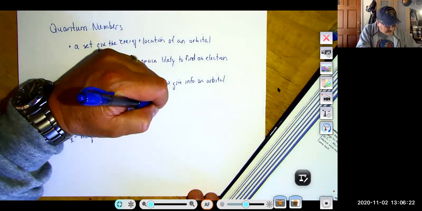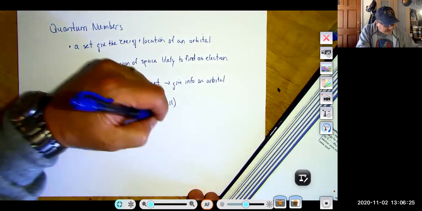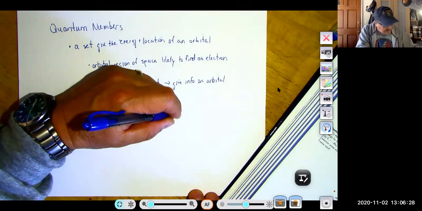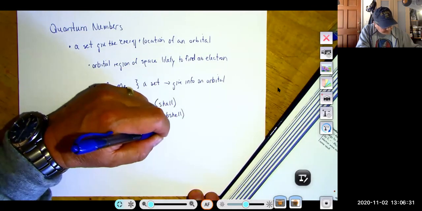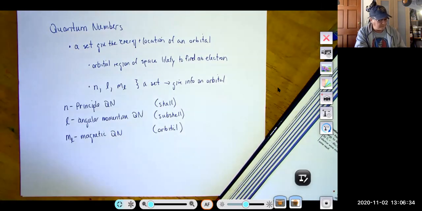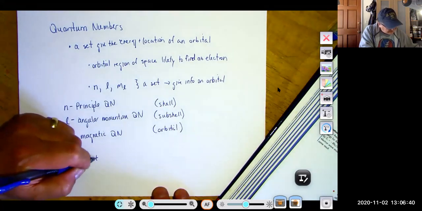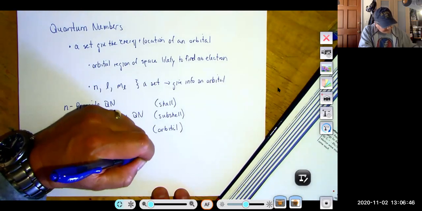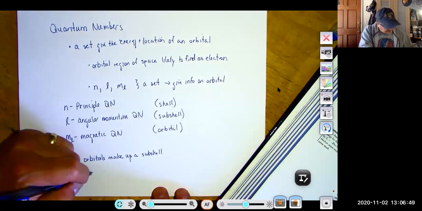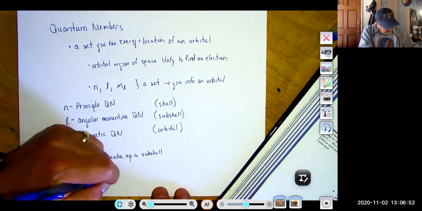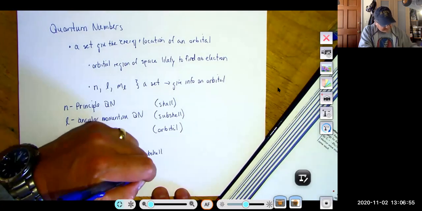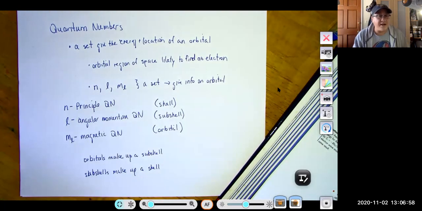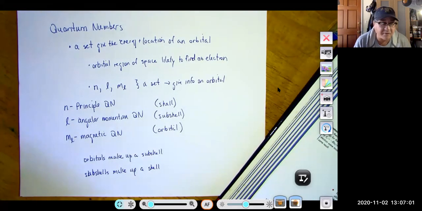Now we have terms that apply to these. N is the shell. L is the subshell. And M sub L is an orbital. So the way it works is orbitals make up a subshell. Subshells make up a shell. And the difficult thing about this is that not all subshells have the same number of orbitals, and not all shells have the same number of subshells.